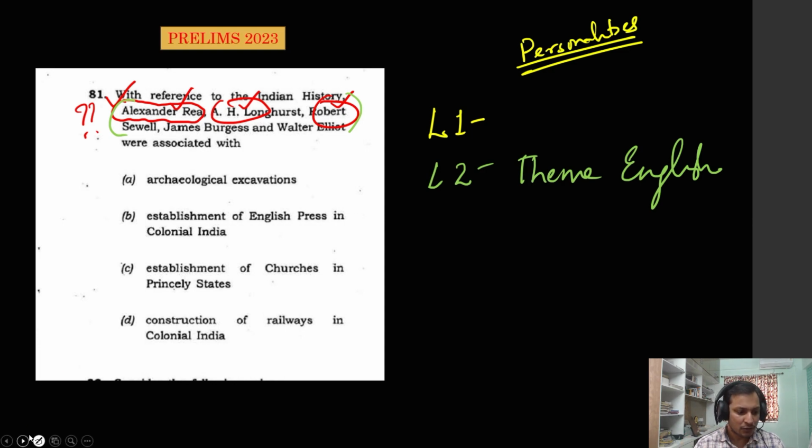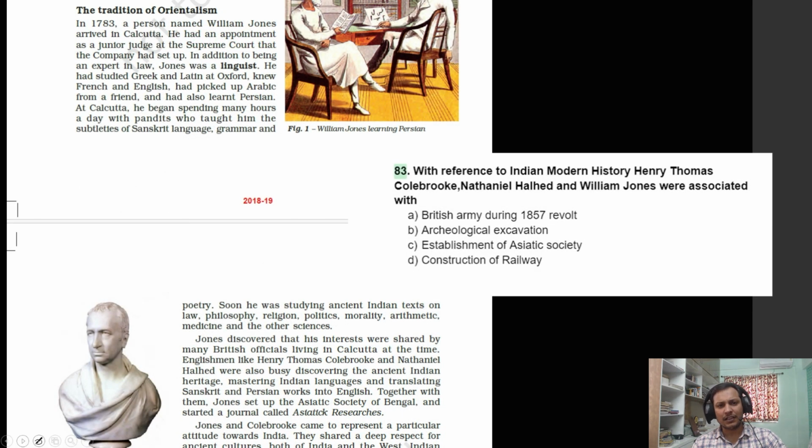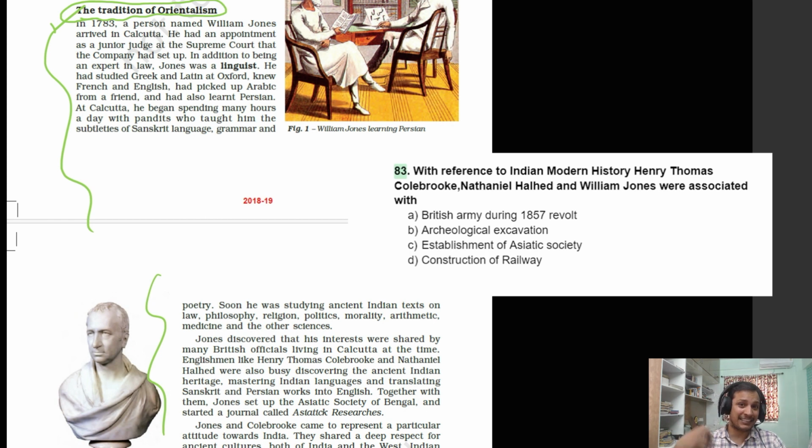Let me show you some examples. So what I have done is that I have taken a snippet of the new NCERT book. Okay, you can see the new NCERT book. There is one chapter, Native Indians, where basically they talk about the education policy of the British. Okay, if you see, there is one section, the tradition of Orientalism, and in this section they have talked about a few Englishmen who were associated with Orientalism in India. Okay, these Englishmen were associated with discovering Indian history.